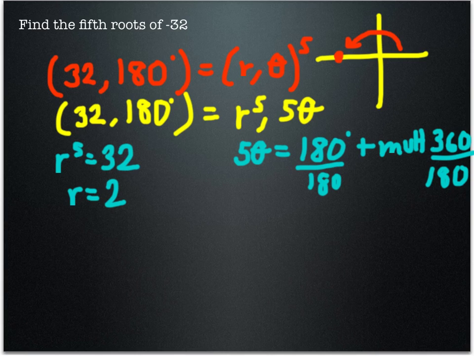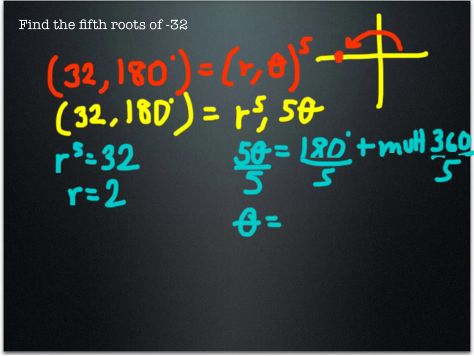Oh, excuse me, I'm doing that wrong. Good thing I thought something looked a little fishy. I'm going to see if my eraser works here, and it does. That's good. I don't want to divide everything by 180, class. I want to divide everything here by 5. I want to get theta by itself. So notice I divide not only theta by that, but 180 and also 360.